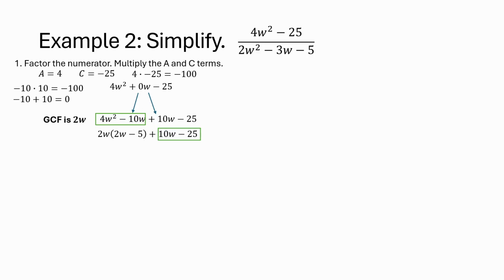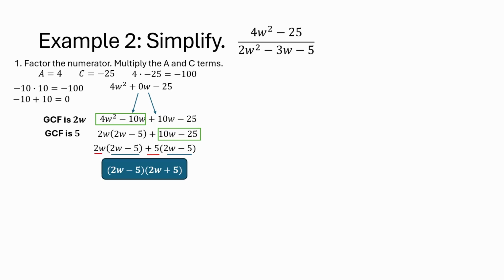Next, I'm going to group those last two terms together, 10w minus 25, and find the GCF. The GCF is going to be 5. I'm going to factor out that 5, so I'll have 2w times 2w minus 5 plus 5 times 2w minus 5. At this stage in factoring by grouping, the two binomials that we have should match, and they do. They are both 2w minus 5. So that means one of the factors is going to be 2w minus 5. To get the second factor, it's going to be the terms in front of the parentheses, so 2w plus 5. So the numerator factors to be 2w minus 5 times 2w plus 5.